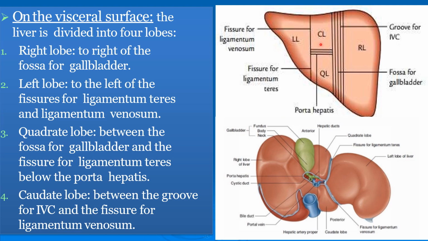In contrast, the caudate lobe is seen above the porta hepatis between the fissure for ligamentum venosum and the groove for IVC. In this image, this is the right lobe, this is the left lobe, this is the caudate lobe, and here you can see the quadrate lobe with its anatomical landmark.